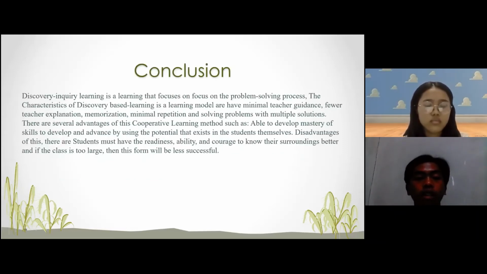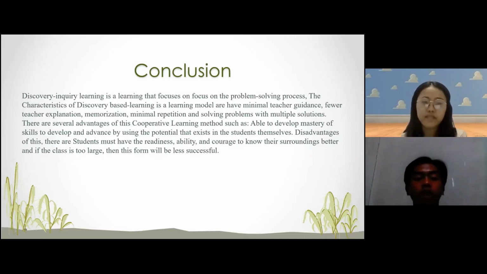Okay, and the last is the conclusion. Discovery inquiry learning is learning that focuses on the problem-solving process. The characteristics of discovery-based learning are minimal teacher guidance, fewer teacher explanations, less memorizing, minimal repetition, and solving problems with multiple solutions.